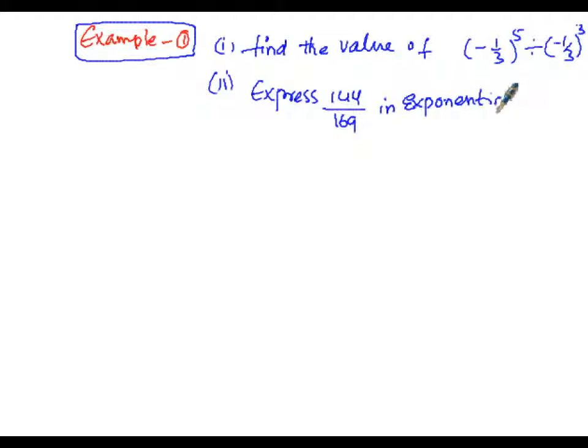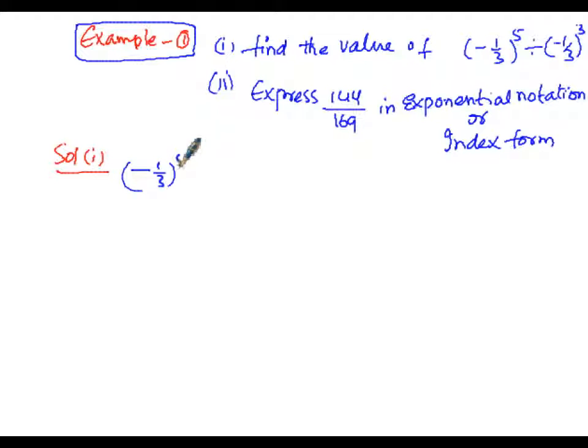Exponential notation, or in other words, it is called index form. Now the solution starts. The solution for the first one: (-1/3)^5 divided by (-1/3)^3 is given first.